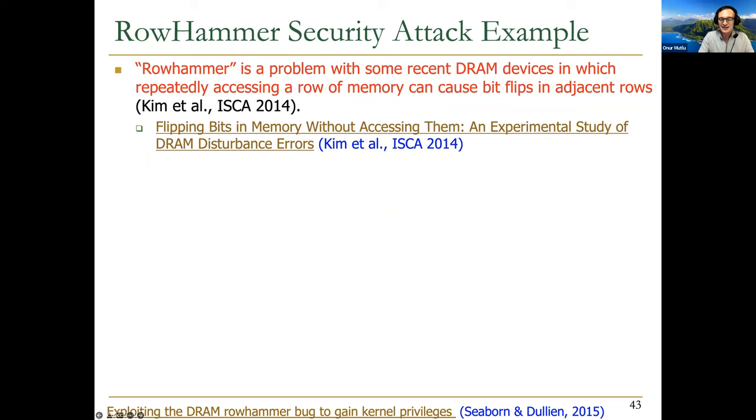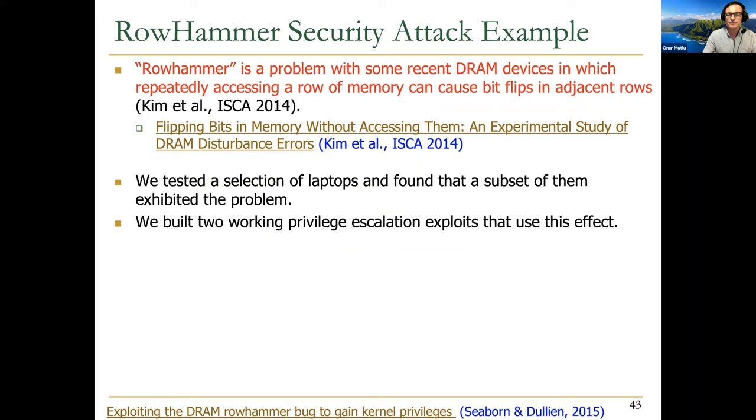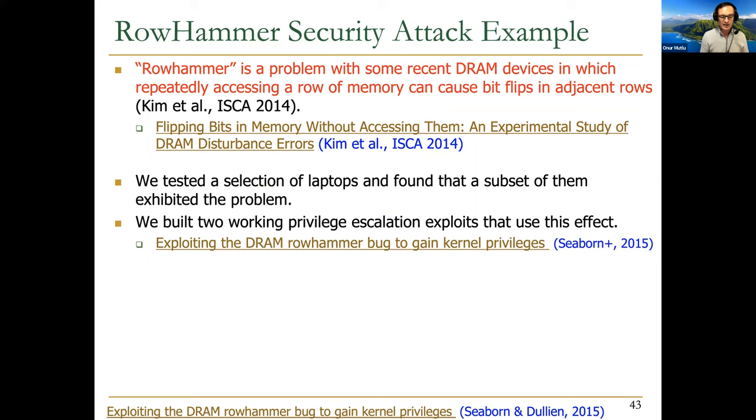Basically they replicated the problem. They learned about the problem from our paper, replicated it, and built two working privilege escalation exploits. One of them is very interesting, I would say, because it takes over the x86-64 Linux kernel.